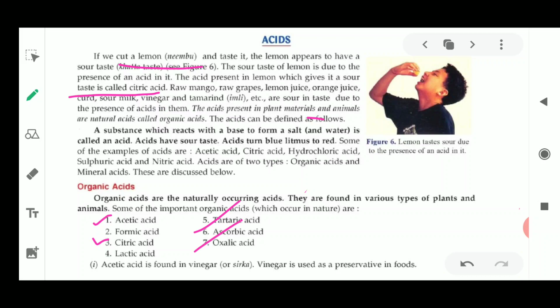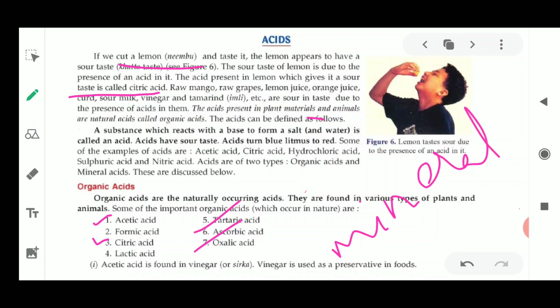And what about mineral acids? Mineral acids are those which are obtained from minerals. They are obtained from the earth's crust. They are present inside the earth, so they are obtained from the earth's crust. That is why they are known as mineral acids.